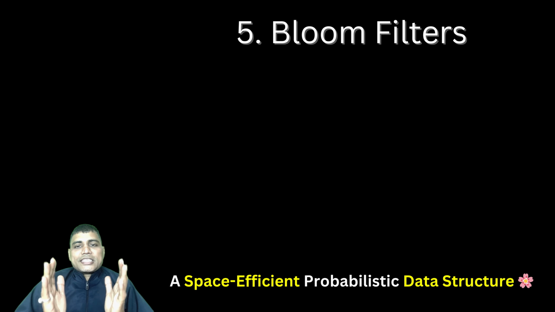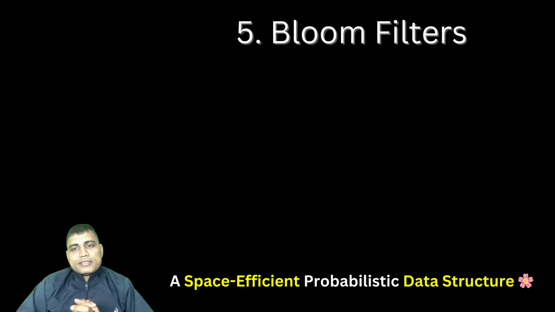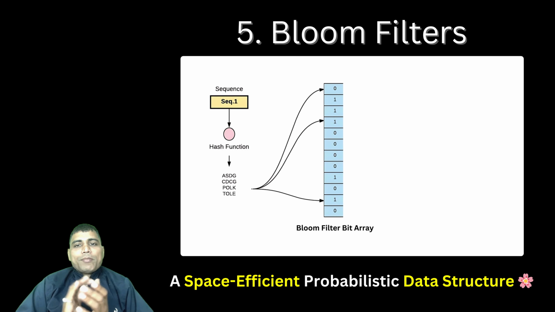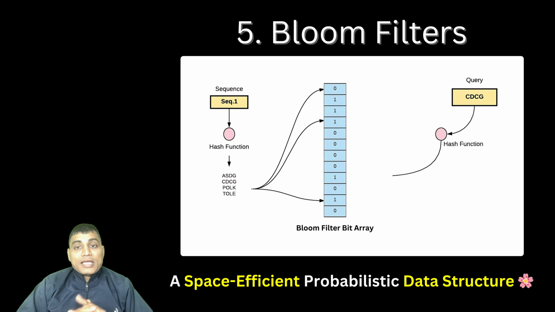Number 5, Bloom filters, a space-efficient probabilistic data structure. A Bloom filter is a memory-efficient data structure used to test whether an element is possibly present in a set or definitely absent. It uses multiple hash functions to map elements to a bit array. Unlike traditional data sets, a Bloom filter doesn't store actual data. It reduces space usage significantly.